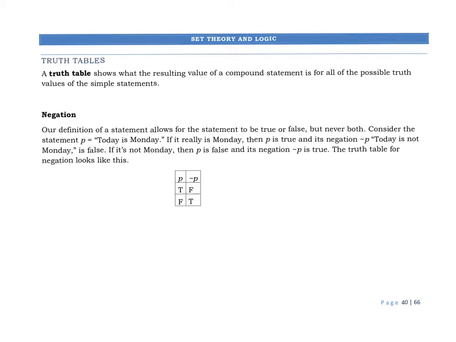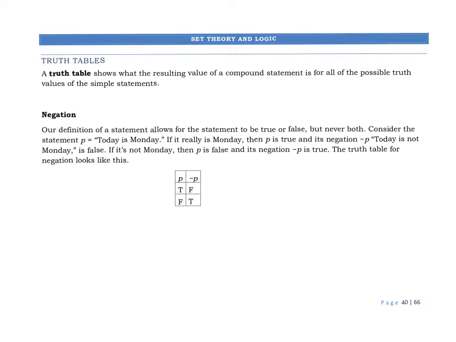Truth tables. A truth table shows when the resulting value of a compound statement is true or false for all the possible truth values of the simple statements. So our negation, that's really not a compound statement as we talked about before. But our definition of a statement allows for the statement to be true or false, but never both.